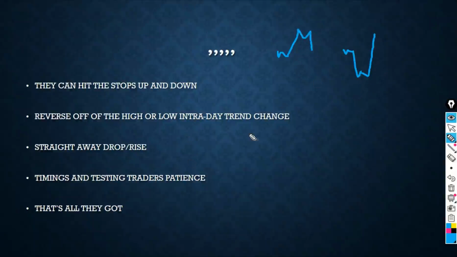Okay, the other thing which they can do is set the range in here. You are waiting for them to drop, they will just do a straight away. This is what we call a straight away trade. There's no stop, and inside the Asian range, price will just rise. Okay, this is the second option.